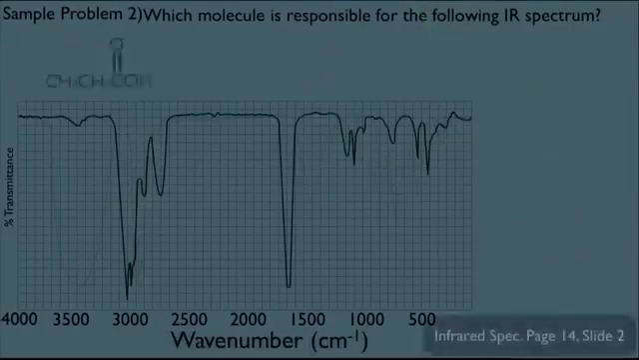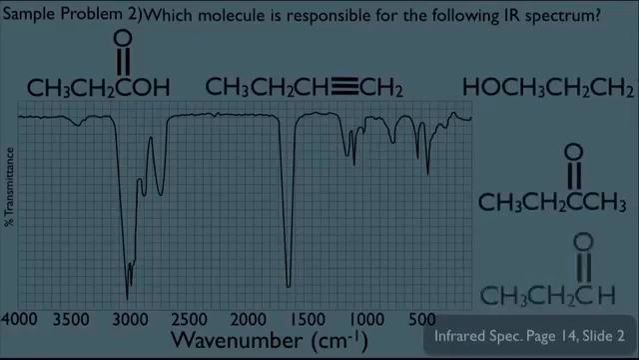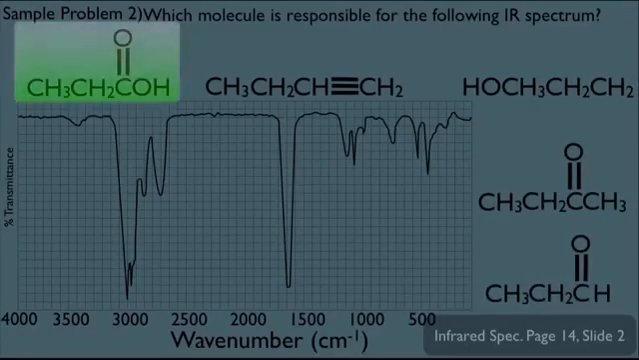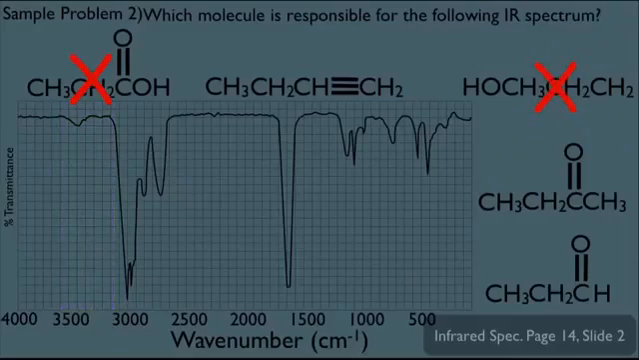Let's try another problem here. Which molecule, these right here, is responsible, again, for the IR spectrum in this case? And of course, we start with the actual molecule here. We start with this first one. We notice he's got an OH and a carbonyl group. And notice, definitely no broad OH peak here. So we can immediately rule him out. And that means we could also rule this guy out over here because he has an OH.